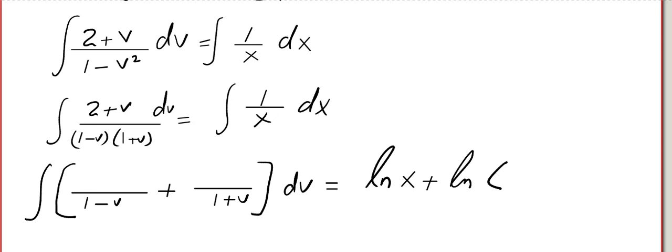Okay, tell me, when will 1 minus V become 0? When V equal to 1, and we put it everywhere else. 2 plus 1, 3. So 3 by 2. Yep. Now when will the green part become 0? When V equal to minus 1. So 2 minus 1, 1. 1 minus 1, so 1 by 2.